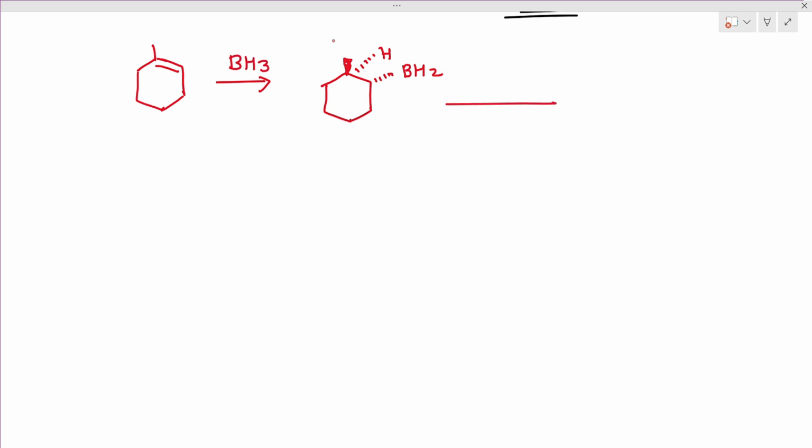Okay, now you are treating it with H2O2 in presence of OH minus. Then this is CH3, and this is hydrogen, and this BH2 will change to OH. Okay, so that you are getting a syn product like this. Now see one more example.